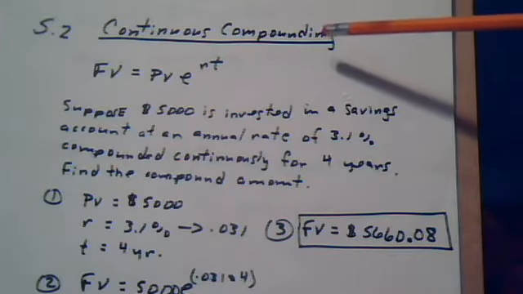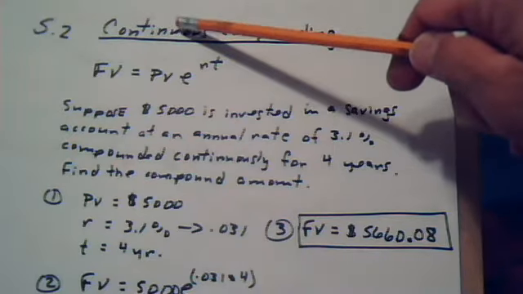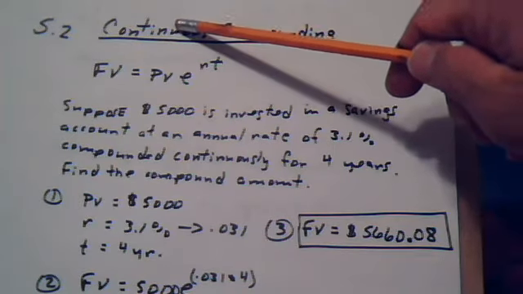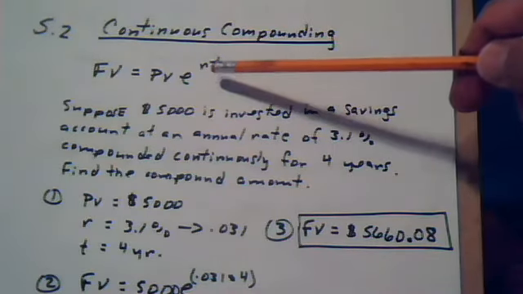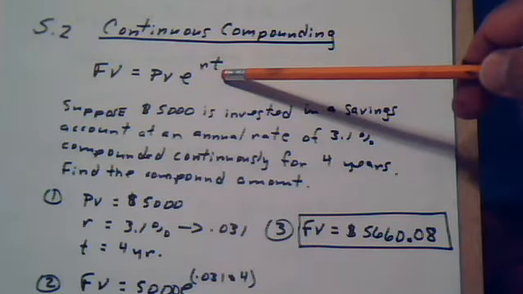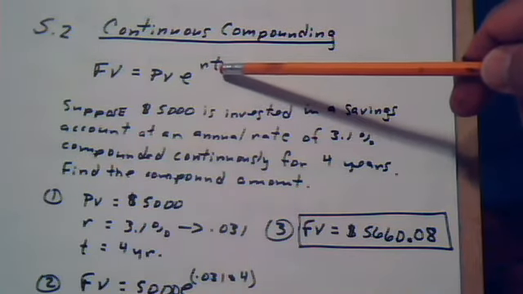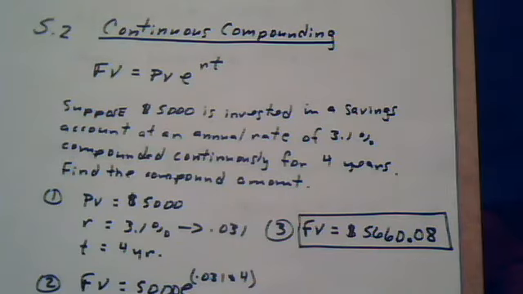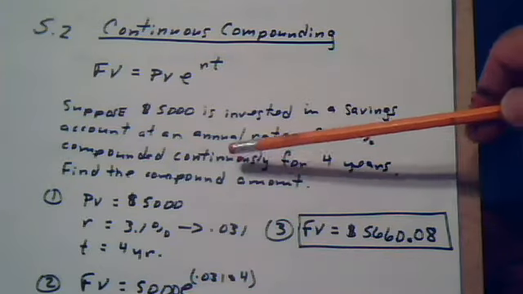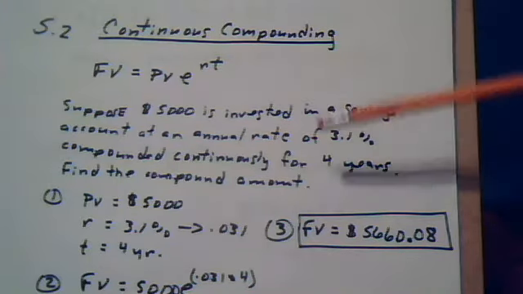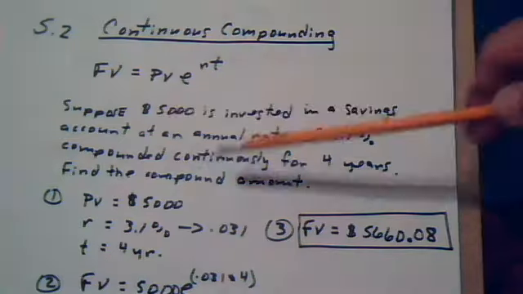Compounded continuously, the key word here is continuous. When you see the word continuous compounding, this is a formula you should be writing. So you identify your correct formula first. Suppose 5,000 is invested in a savings account at an annual rate of 3.1%, compounded continuously. So at this point, I know it's this formula. For 4 years, find the compound amount.